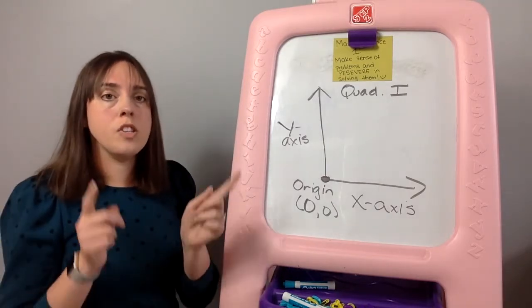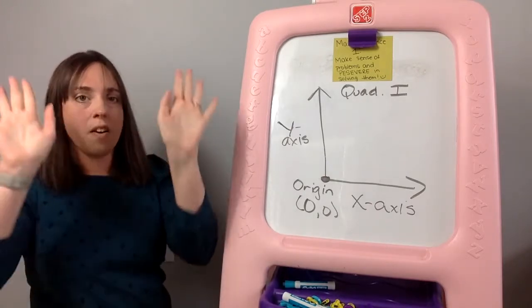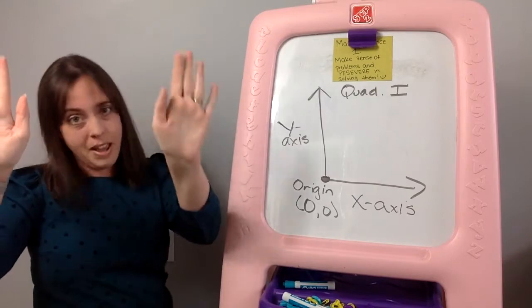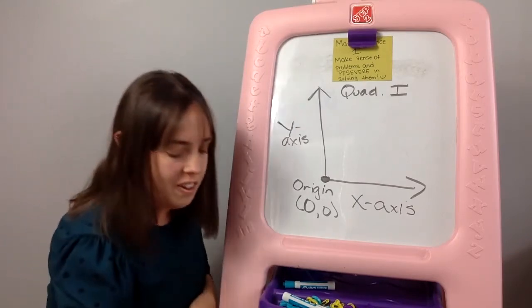To the right, to the right, to the right. That's the X, that's the X, that's the X, that's the X. Now up, now up, now up, now up. That line is the Y. That line is the Y.